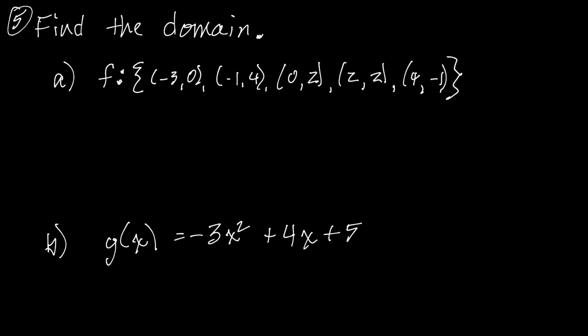For example 5, all we're doing is find the domain. So we're given a function, and this is called set notation, but it has 1, 2, 3, 4, 5 points. So my x-coordinate is my input. So the inputs are -3, -1, 0, 2, and 4. All of these input numbers are different, so it doesn't matter what the output numbers are. So like this one is the same as this one, but that's okay because it came from a different input.